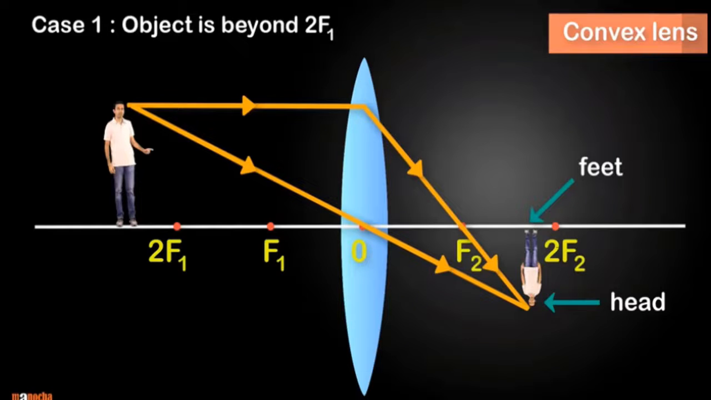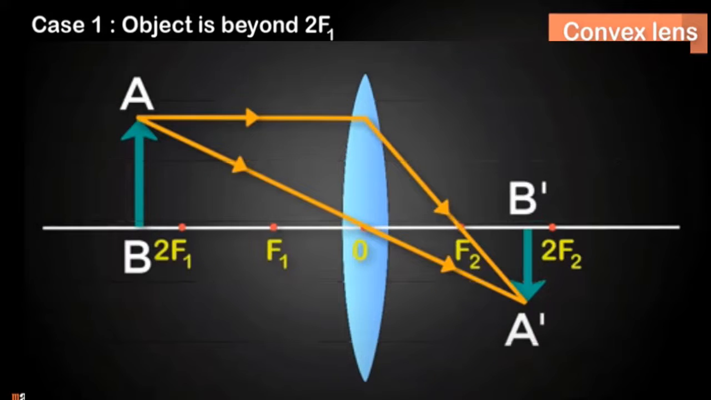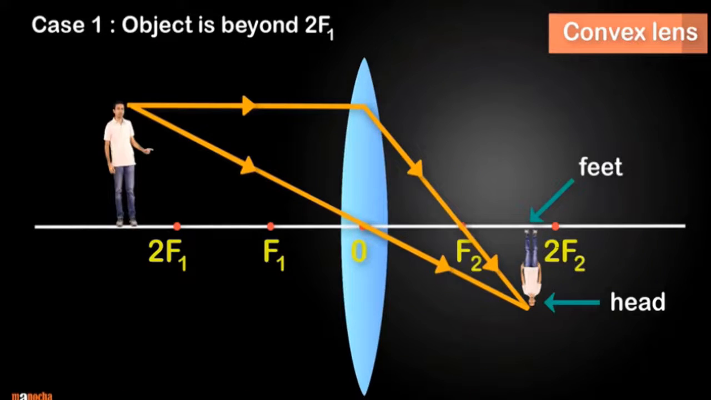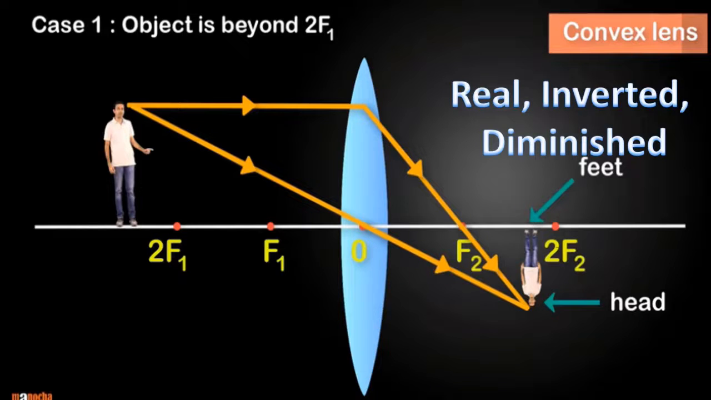Case 1. When the object is beyond 2F, the first ray will bend to the focal point, and the second ray passes straight through the optical center. The image formed is real because it is at the other side of the lens, and it is upside down, or we call it inverted and diminished. We can remember the characteristics by the word RID, read.